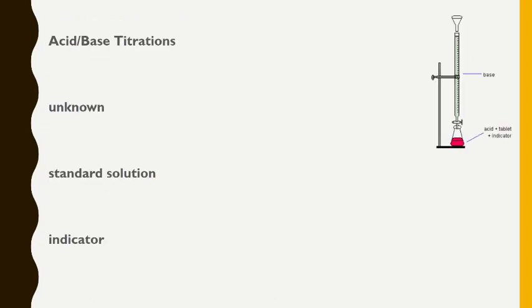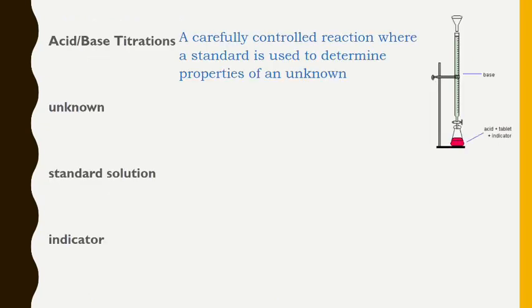So if we jump in, what even is a titration? Well, it's a carefully controlled reaction where a standard is used to determine the properties of an unknown. And we purposely built in some words there that we need to decode and make sure we understand, but they mostly sound like what they are. This unknown that we're trying to find the properties of is just a word for a substance we're trying to investigate. There's something that's not known about that substance, and during the course of this experiment, this carefully controlled reaction, we're going to figure out that unknown information.